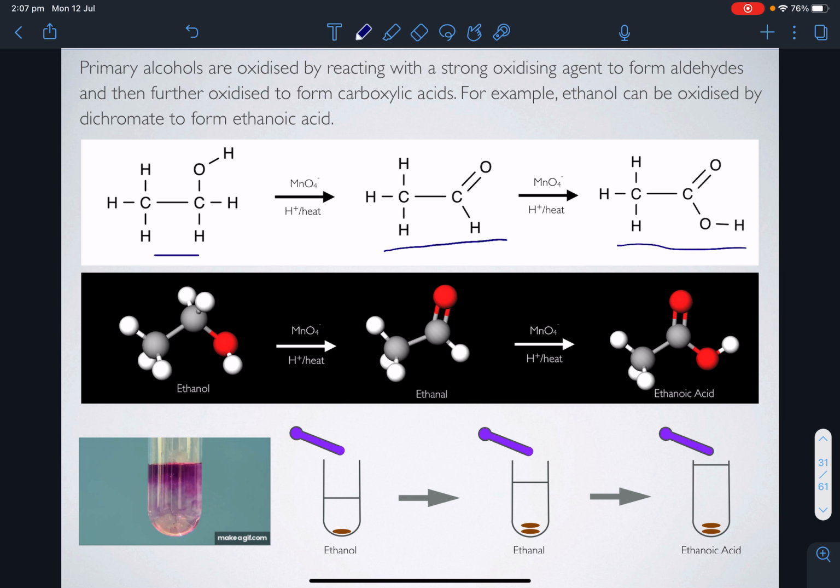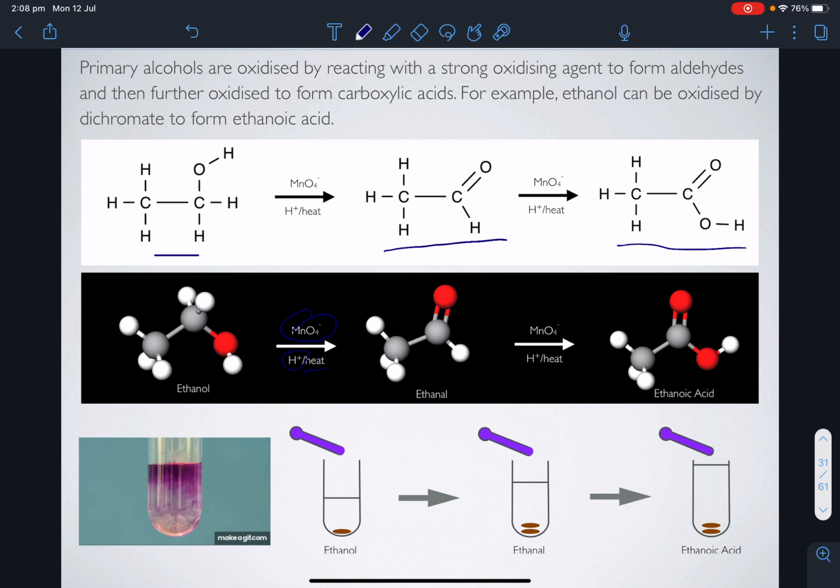Below I've just got the ball and stick model. Notice the conditions: I've got the permanganate ion on top, H+ representing acidic conditions, and then heat as well. So primary alcohols first get oxidized to an aldehyde and then to a carboxylic acid. Ethanol going to ethanal, going to ethanoic acid.